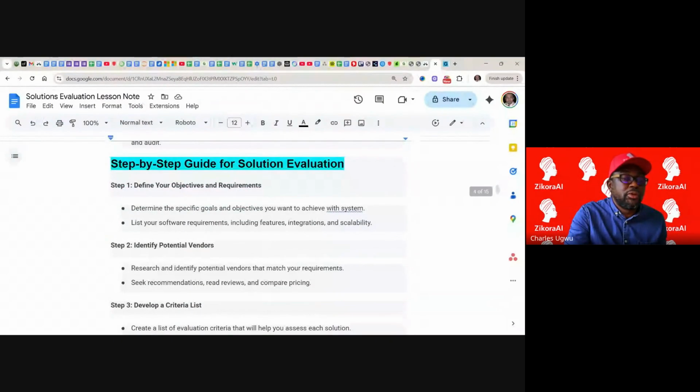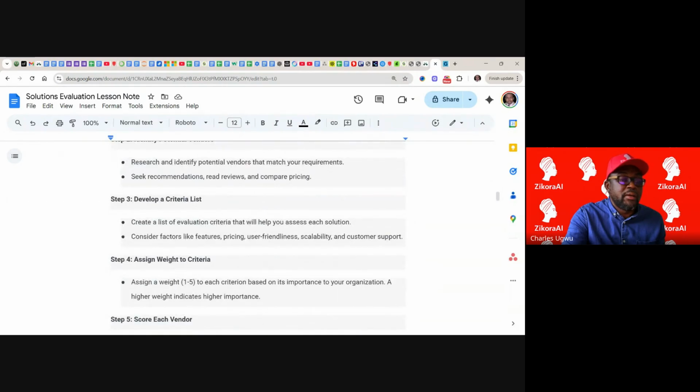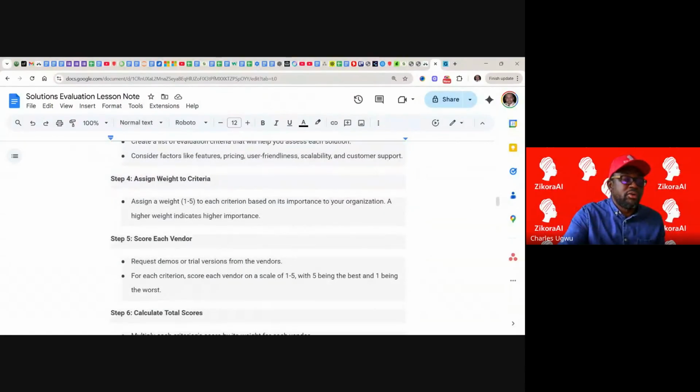Steps in solutions, which we've already discussed, but in a streamlined way: define your objectives, determine the specific objectives you want to achieve, list software, including features and integration, identify vendors. Who are the vendors? List evaluation criteria, assign weight, set it on a scale of 1 to 5, score each vendor.